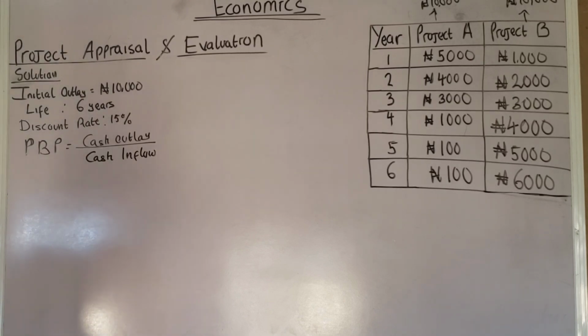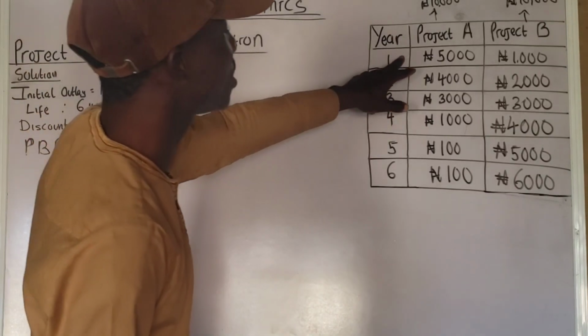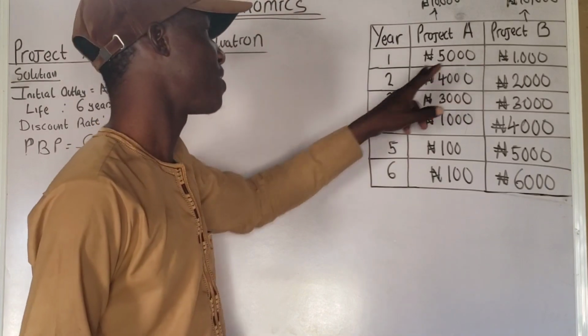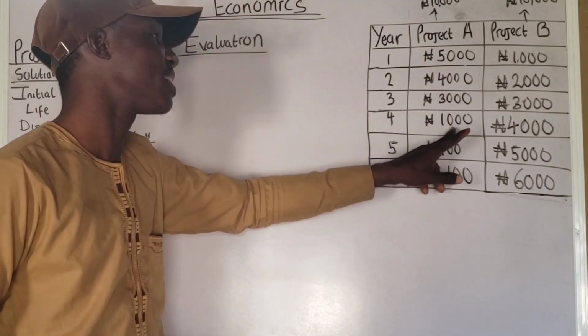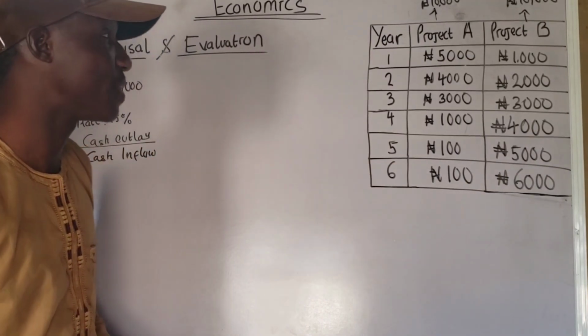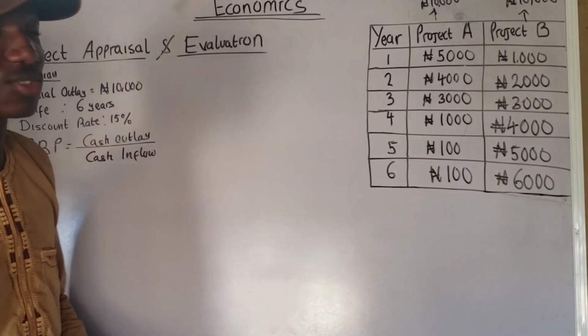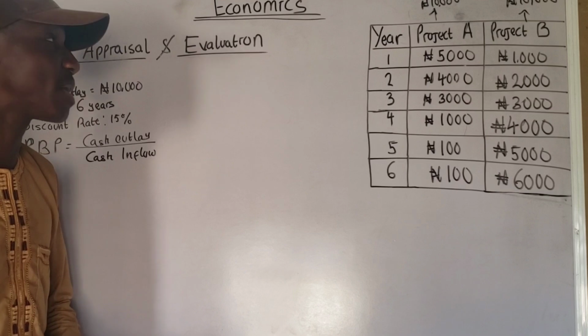Now, the income stream or the cash inflow is not the same through the years. For example, if you look at project A, the income stream of year 1 is 5,000 naira, year 2 is 4,000 naira, year 3 is 3,000, year 4 is 1,000 naira, and years 5 and 6 are 100 naira. These income streams are not the same. So, how do we go about calculating the payback period?